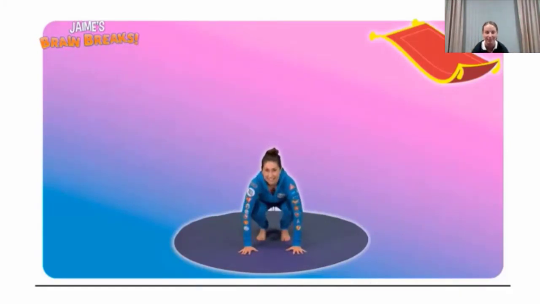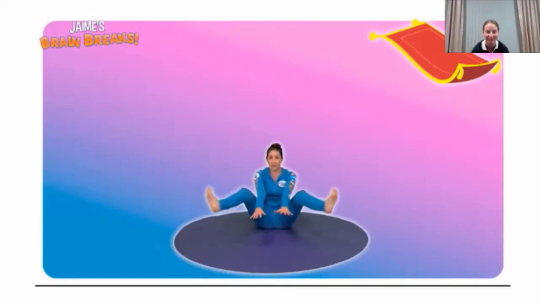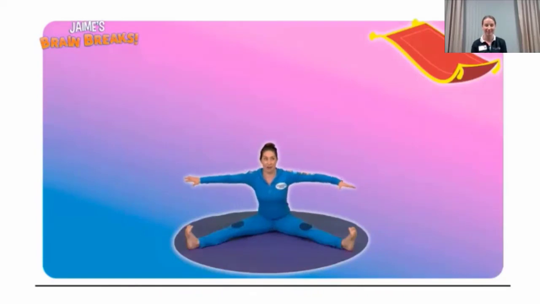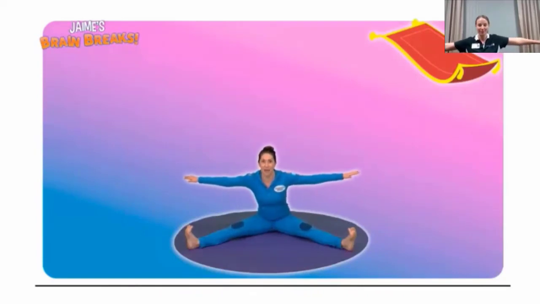That's better. Now take your knees outside of your arms and sit back on your bottom and spread your legs nice and wide so we've got that magic carpet held in place. Oh, it's starting to take off. We take our arms out to the side to help ourselves balance.